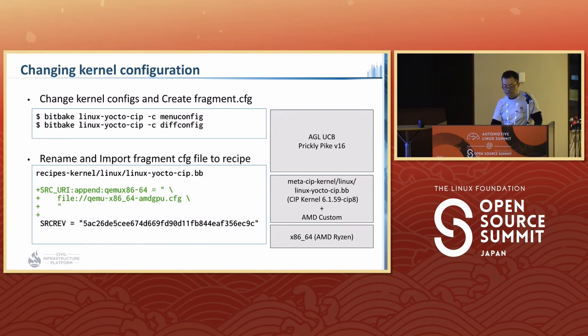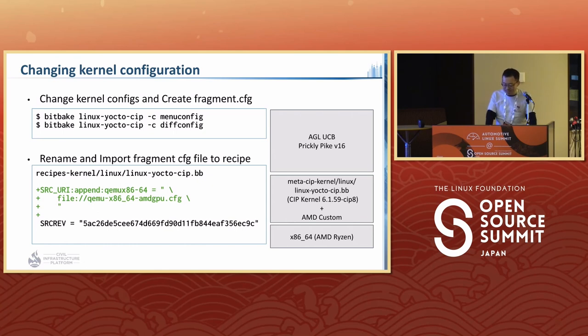In AGL for the x86-64 architecture, it was necessary to modify the kernel configuration to support AMD CPU, as it might originally be designed specifically for Intel CPU. So I needed to enable the configuration for AMD GPU. Sorry, it's a typo in my script. So sorry.